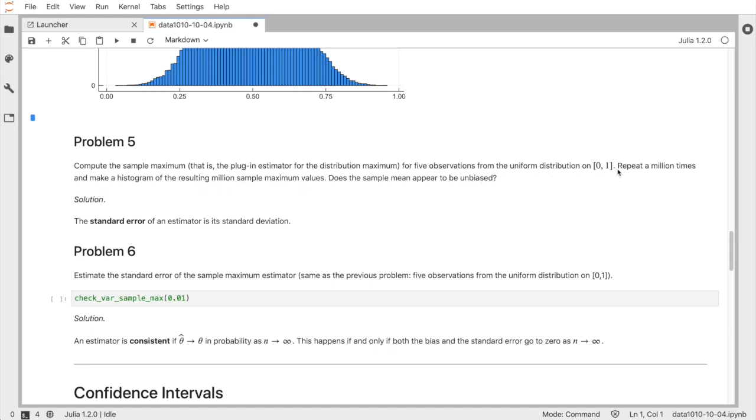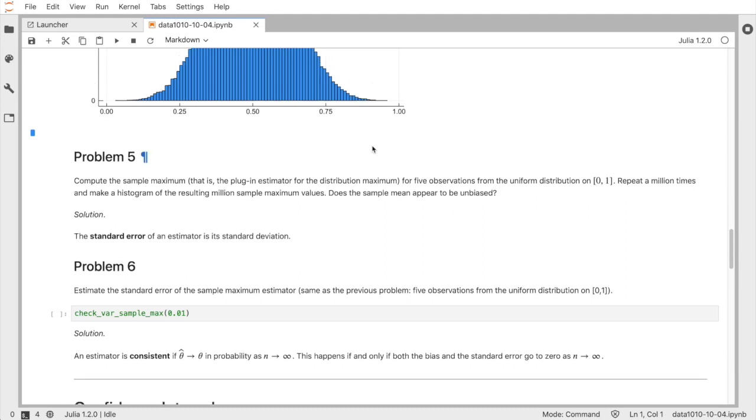We're taking uniform distribution on 0, 1. We're getting 5 observations in there, and we're taking the maximum. So that's always going to be less than 1, and the actual maximum of this distribution is 1. So we're always going to be low. So there's no way that we're going to balance left and right of the true value of the statistical functional, because all our estimates are going to be left. But let's make a picture anyway.